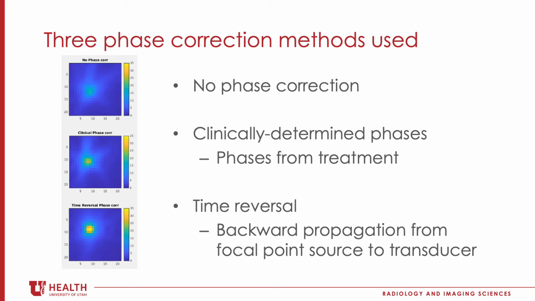The three methods of phase correction that are simulated are no correction, clinically determined phases, and time reversal. The clinically determined phases implement the phases used during clinical treatments into the simulation. Time reversal is the third method used that backward propagates from the focal point source back to the transducer to create the phases. The focal spots created by these methods can be seen in the simulated sagittal focal views on the left.